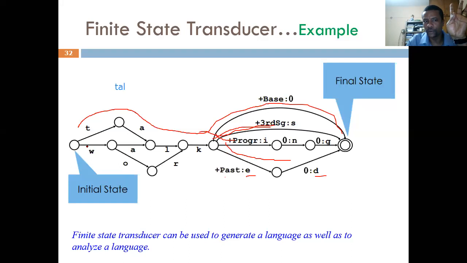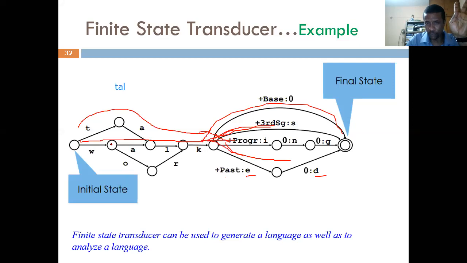What about if I start with W? It will be W-A-L-K, which is walk. Then I have the base form, I have the third person singular form, I have the progressive, and I have the past tense.